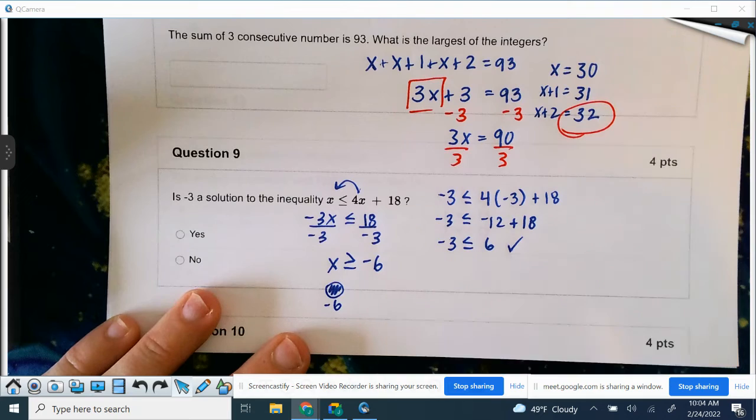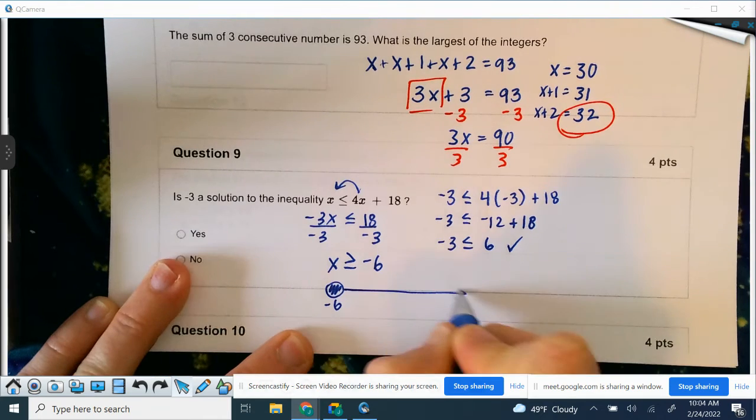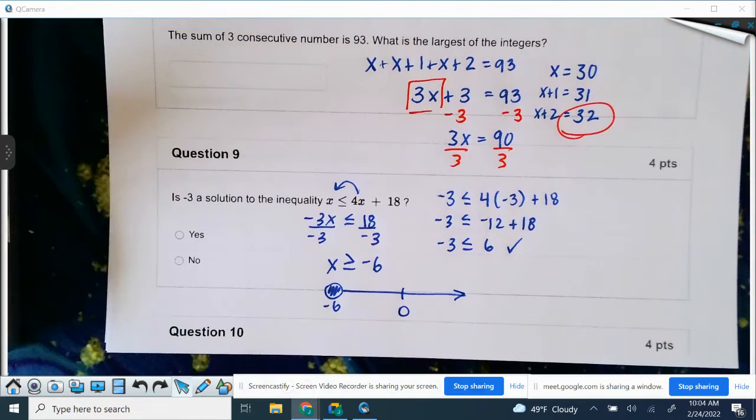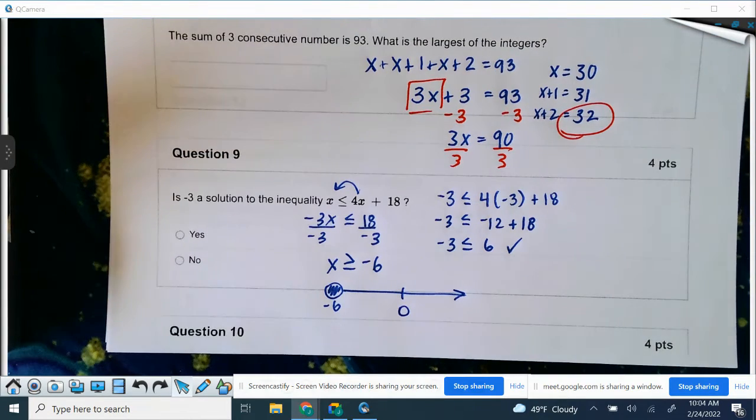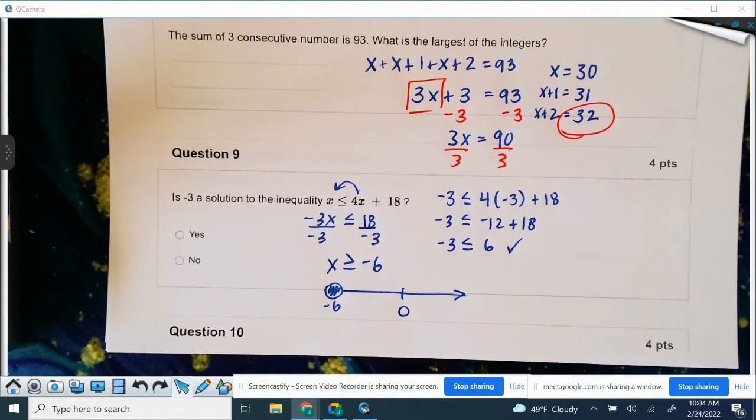So negative 6 is a solution, and then everything towards 0. So you could do your test point of 0 and make sure you're shading in the right direction. So that'd be negative 5, negative 4, negative 3, 1, 2, 3, 4, 107 are all accurate solutions to that inequality. Oh, no worries, no worries.